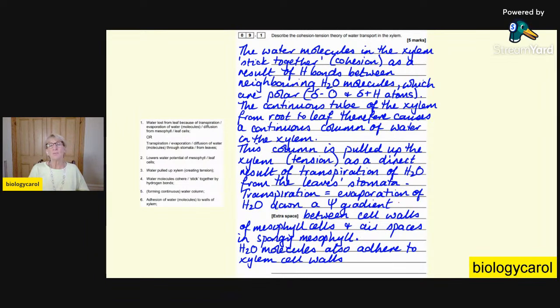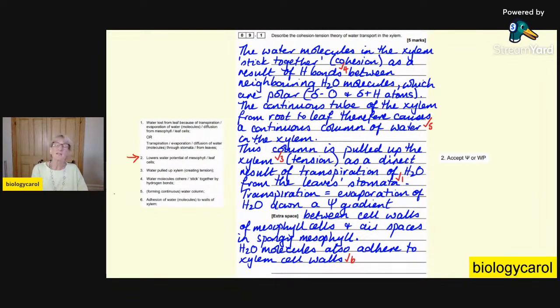Here's the mark scheme. And I notice you can use water potential instead of writing it out, which is quite useful. And here I got mark point 1. Mark point 3, pulled up the xylem. Mark point 4, stick together because of hydrogen bonds. Mark point 5, continuous column of water. And mark point 6, adhesion. So I got the 5 marks.